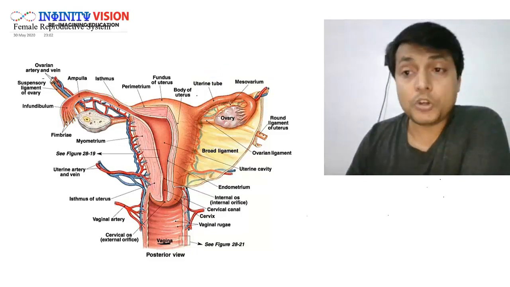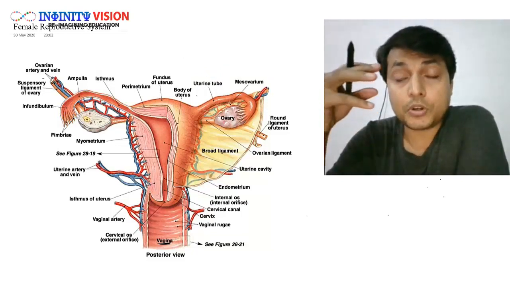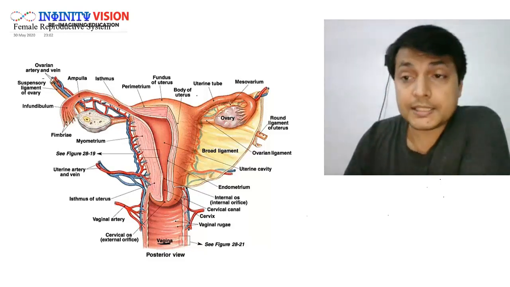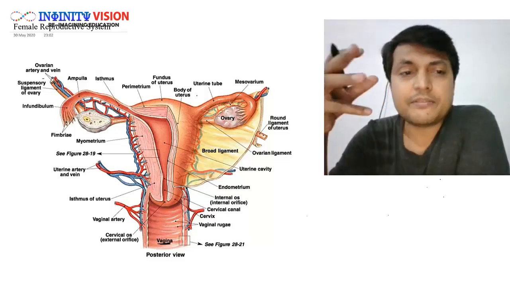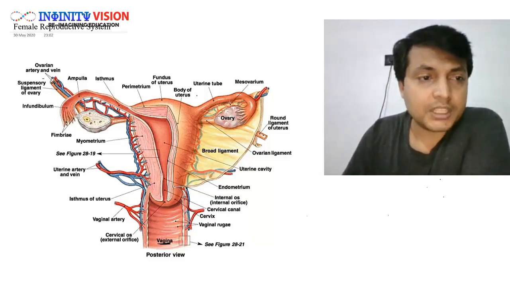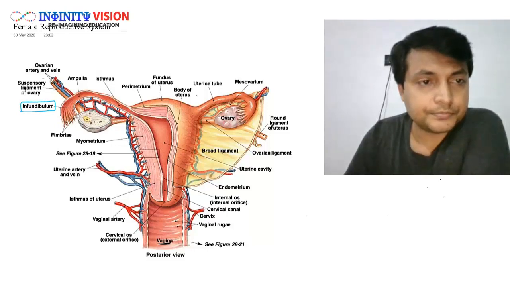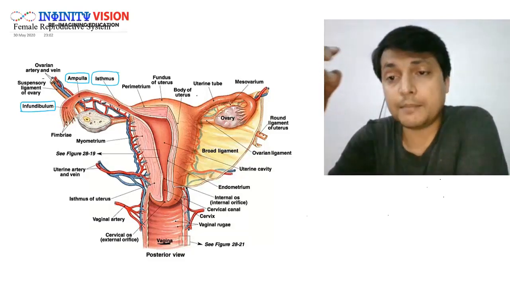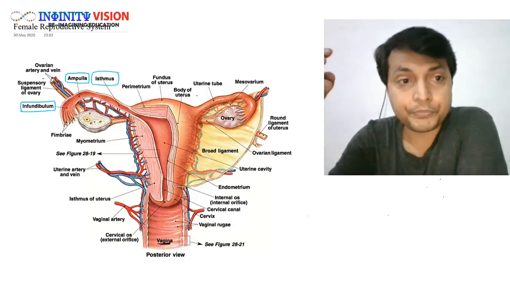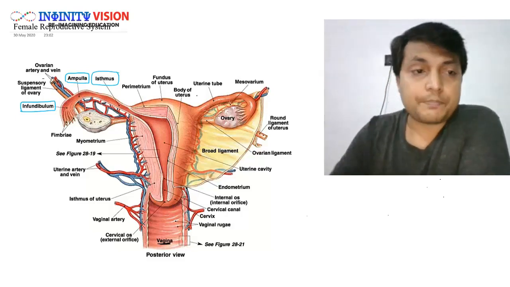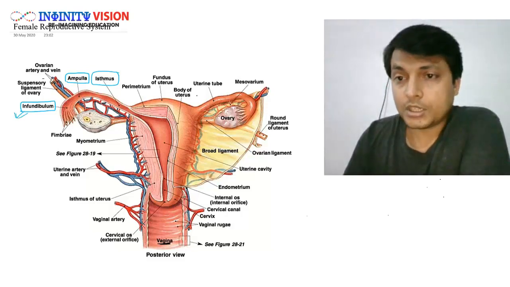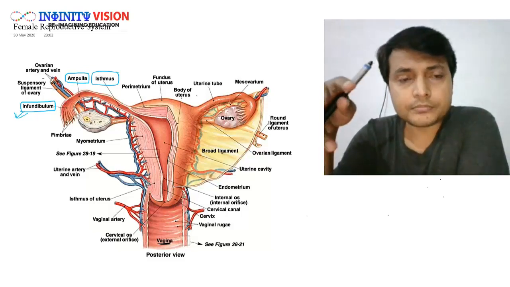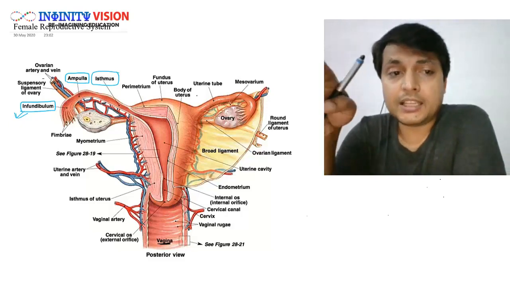Now, if we look at the uterine tube or fallopian tube, it is divided into these parts: infundibulum, ampulla, isthmus. Okay, sorry, three parts, that is infundibulum, ampulla and isthmus. The distal most part is the infundibulum, and this infundibulum ends in fimbriae.